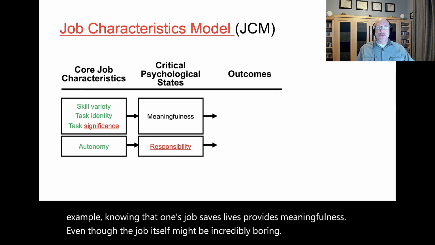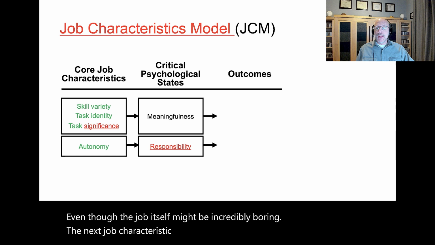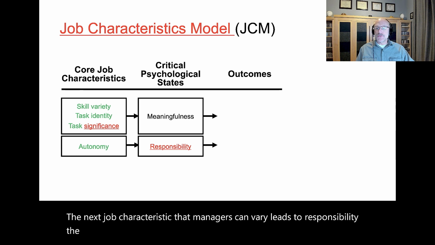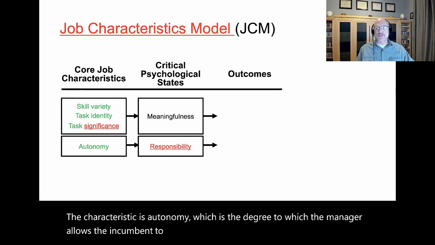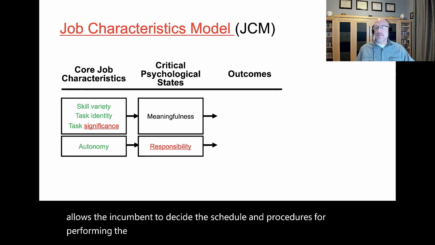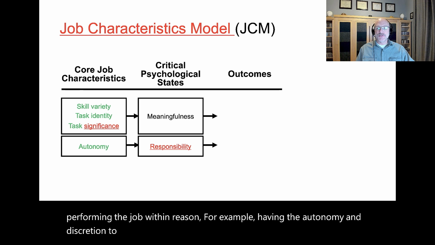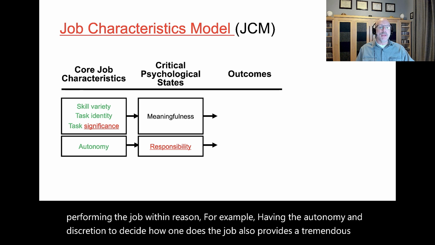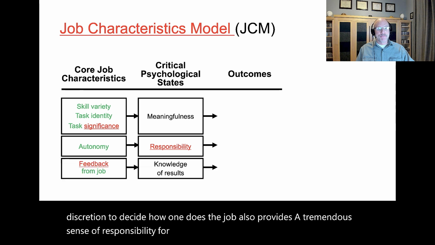The next job characteristic that managers can vary leads to responsibility. The characteristic is autonomy, which is the degree to which the manager allows the incumbent to decide the schedule and procedures for performing the job within reason. For example, having the autonomy and discretion to decide how one does the job also provides a tremendous sense of responsibility for making the right decisions.